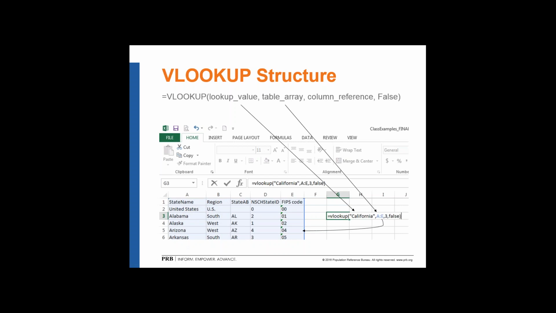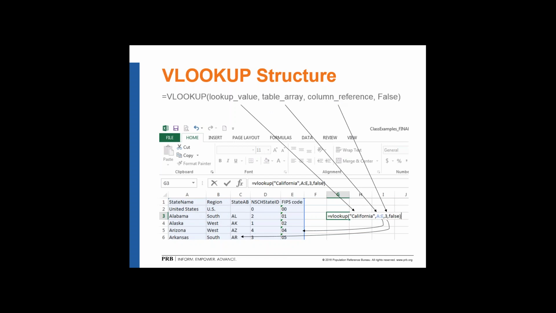The column reference is probably the most confusing part of the structure of VLOOKUP. Everywhere else in Excel, we think about columns as letters, column A, column D, column G. But in VLOOKUP, the column reference is really a number. It's the first column, second column, third column of this table array. So in this case, the column reference is referring to the third column in this range from A to E. So this is the first, second, third. It will return the values it finds in this column right here.